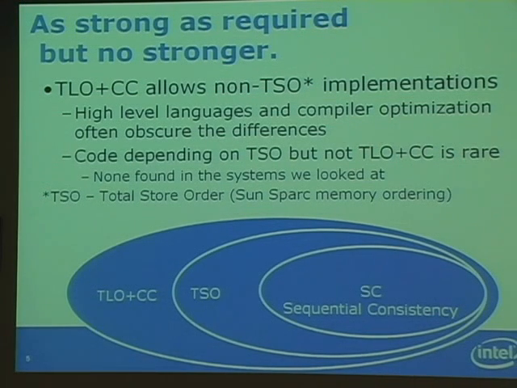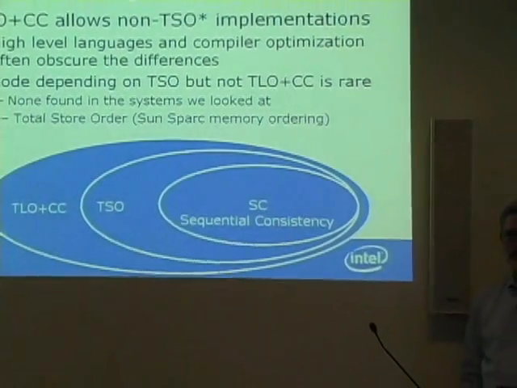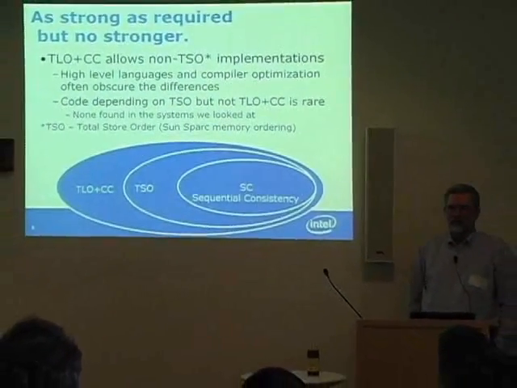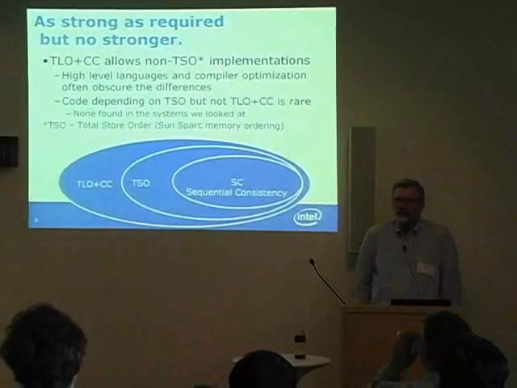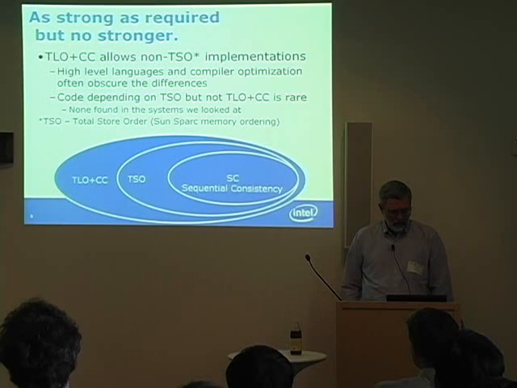We were also curious if there was any code out there that was depending on TSO, but not TLO plus CC. And we couldn't find any. Obviously there's a difference in the 2 models, but we couldn't find any active code out there that actually took advantage of that difference. I think you could probably write code that detects it, but no one seems to have come up with a use for that that's commercially viable.